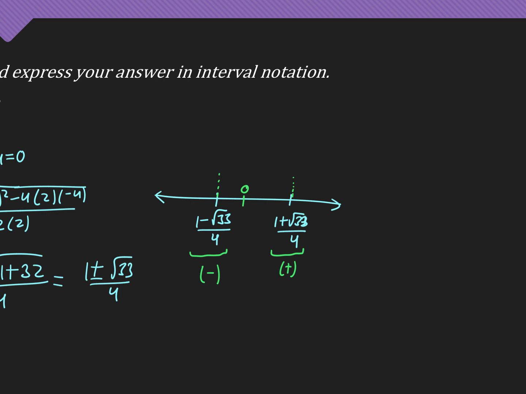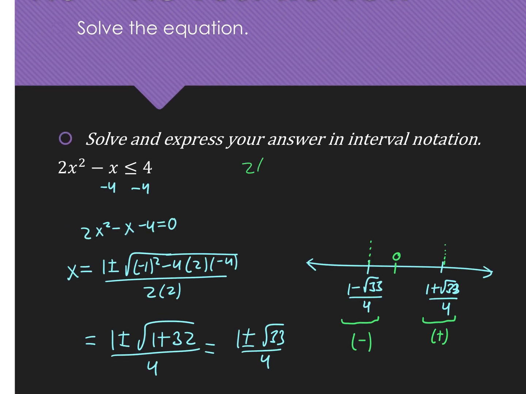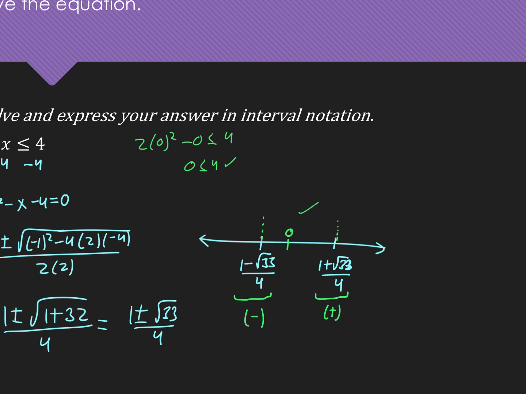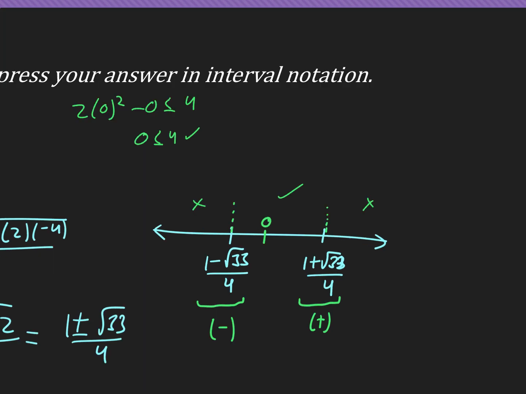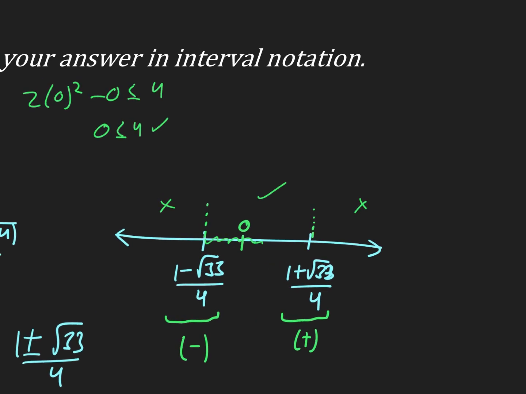Now, testing 0 into our original inequality, I get 2 times 0 squared minus 0 is less than or equal to 4, which is 0 less than or equal to 4. That does work. So then this middle section works, but these outer ones do not. So I'm going to shade in between, and then I would have closed circles because it's with equality. I see that line underneath.